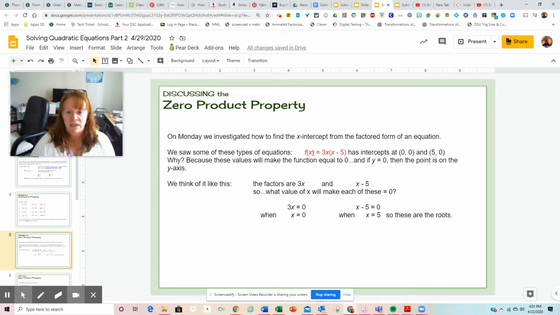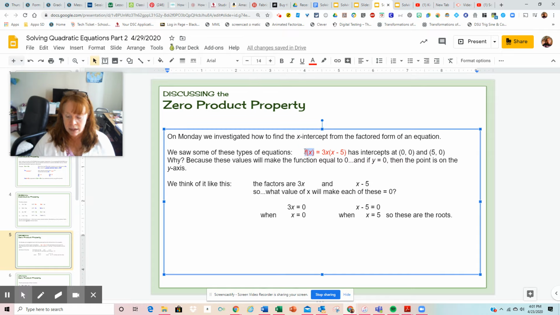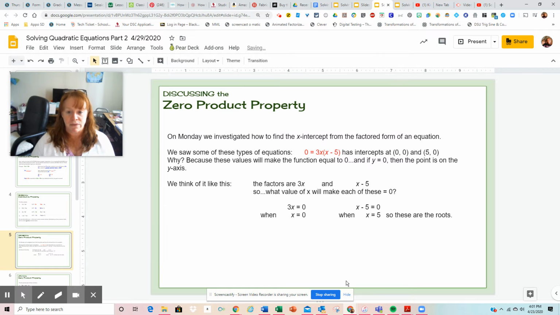So if I took this and made this instead, you just solve that equation. So to answer this equation, that's when x equals 0 and x equals 5.